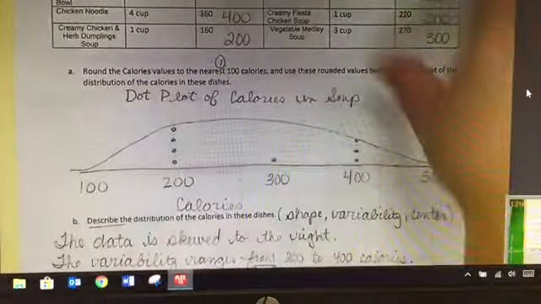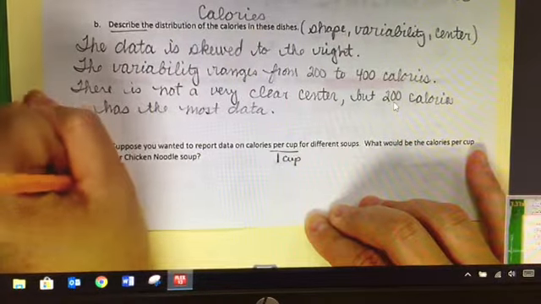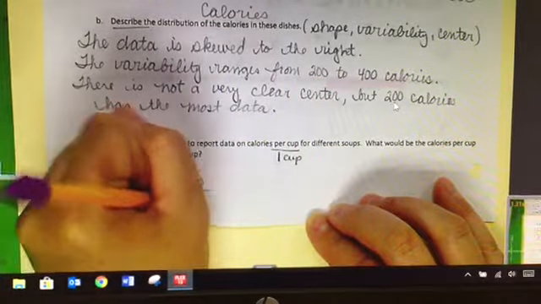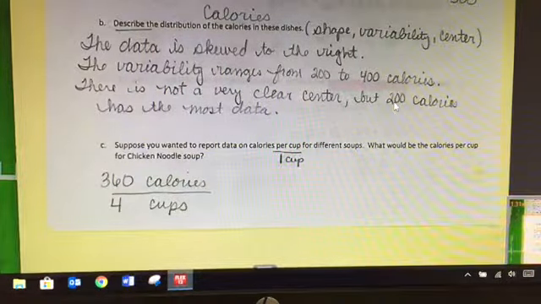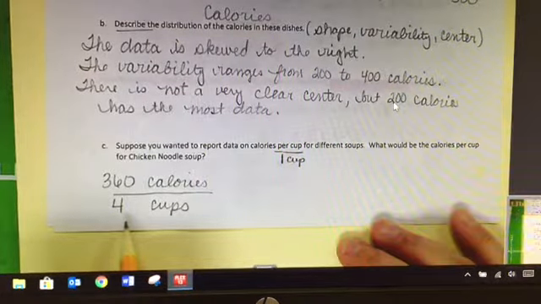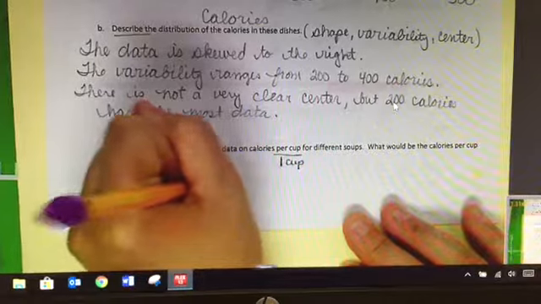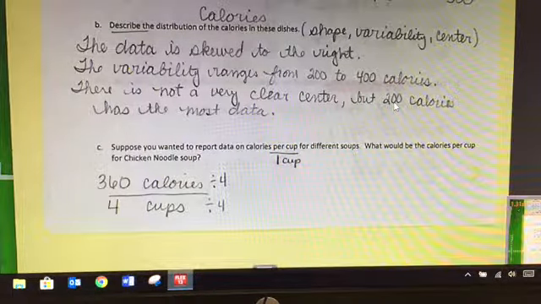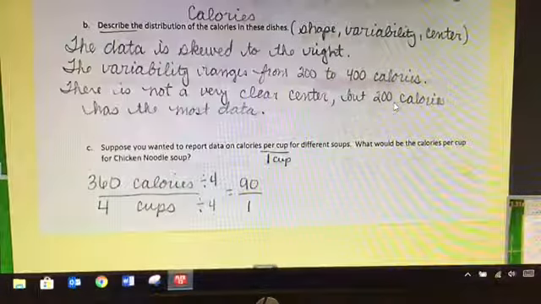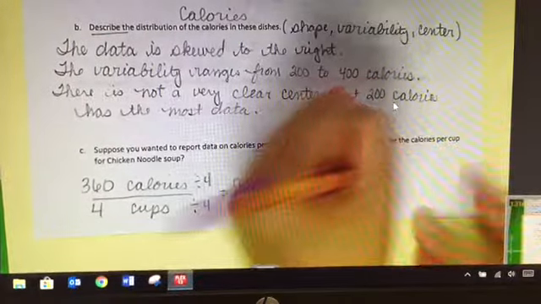Okay, so when we're doing this problem, you should have taken 360, which is the number of calories, over 4 cups, because there's 360 calories in 4 cups. We want to get this to a 1, because we want 1 cup. So how do we get 4 to 1? Zach? Divide by 4. Yeah, we divide by 4. 360 divided by 4 is 90. 4 divided by 4 is 1. So in chicken noodle soup, there are 90 calories per cup.